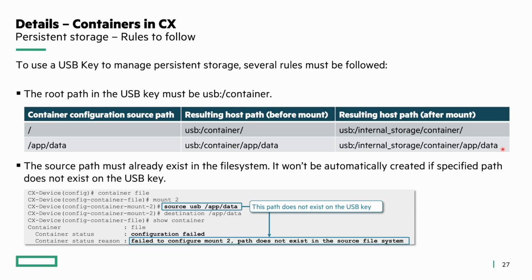The second point is that the source path must already exist in the file system. It won't be automatically created if the specified path does not exist on the USB key. As you can see here, we are targeting as a source the path /app/data, but this path does not exist on the USB key. As a result, we have a container status of configuration failed, and the reason is failed to configure mount to. The path does not exist in the source file system.